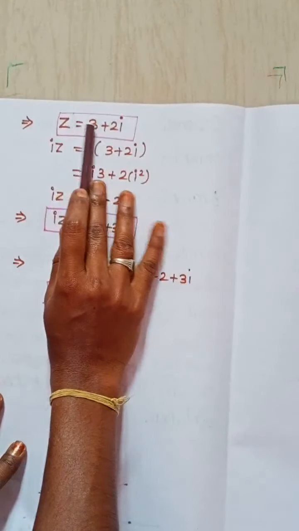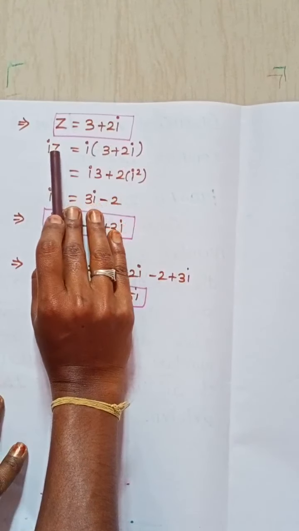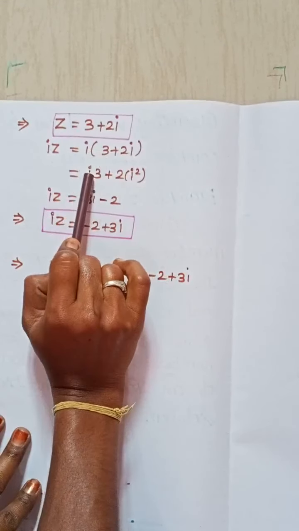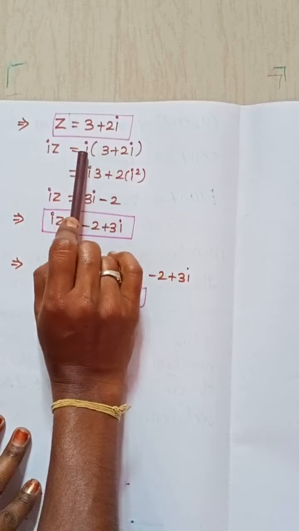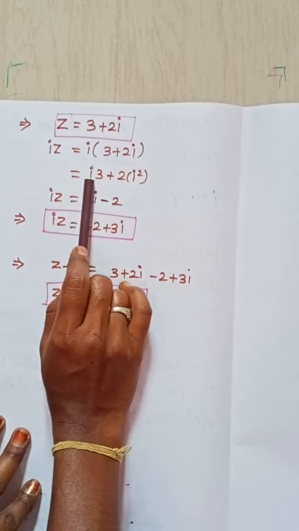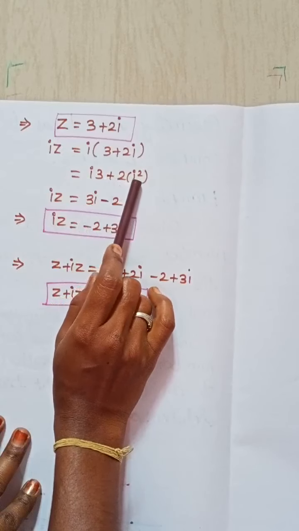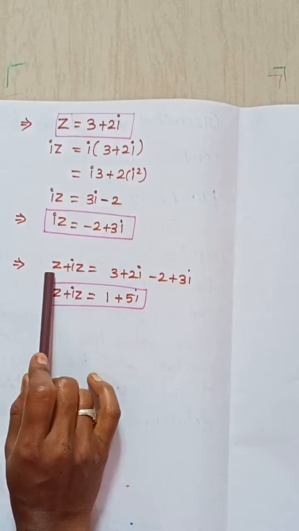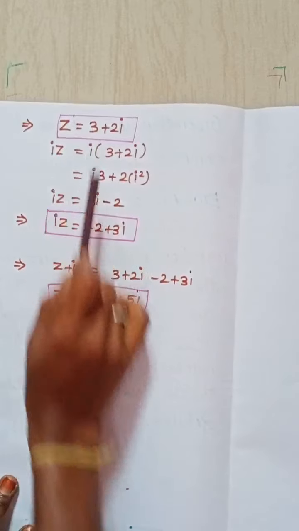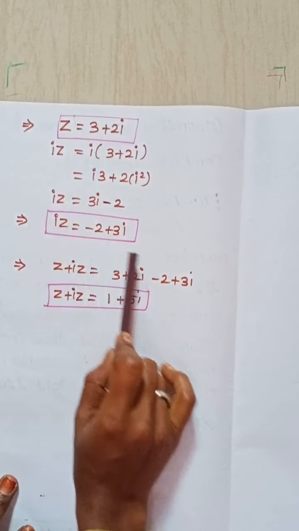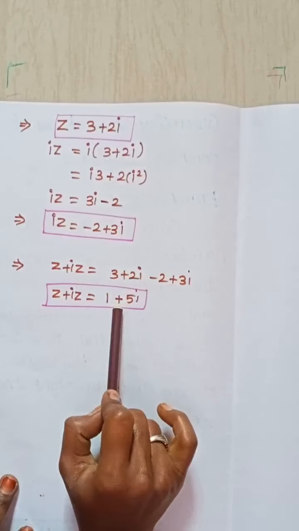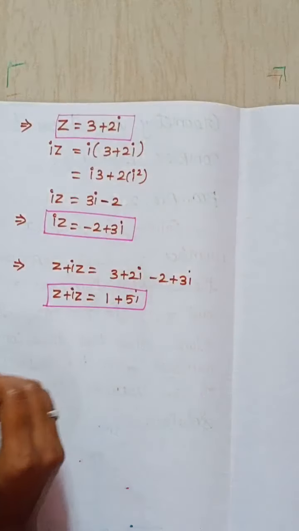Now, given z is equal to 3 plus 2i, and iz is a vertex. So iz is equal to i into 3 plus 2i, which is equal to 3i plus 2 into i squared, which is 3i plus 2 into minus 1, that is minus 2. So iz is equal to minus 2 plus 3i, and z plus iz is equal to 3 plus 2i plus minus 2 plus 3i. 3 minus 2 is 1. 2i plus 3i is 5i. Okay.